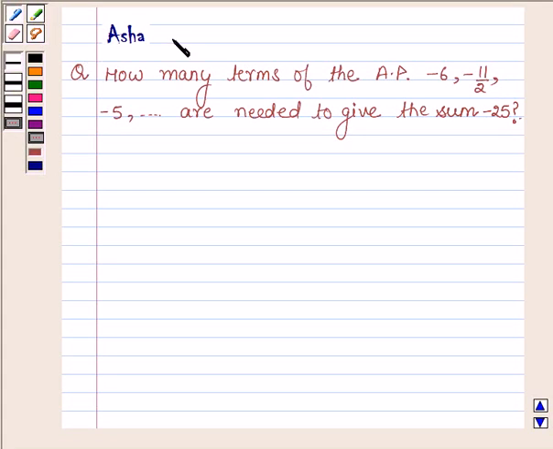I'm Asha and I'm going to help you with the following question, which says, how many terms of the AP minus 6, minus 11 upon 2, minus 5 are needed to give the sum minus 25? Let us now begin with the solution.